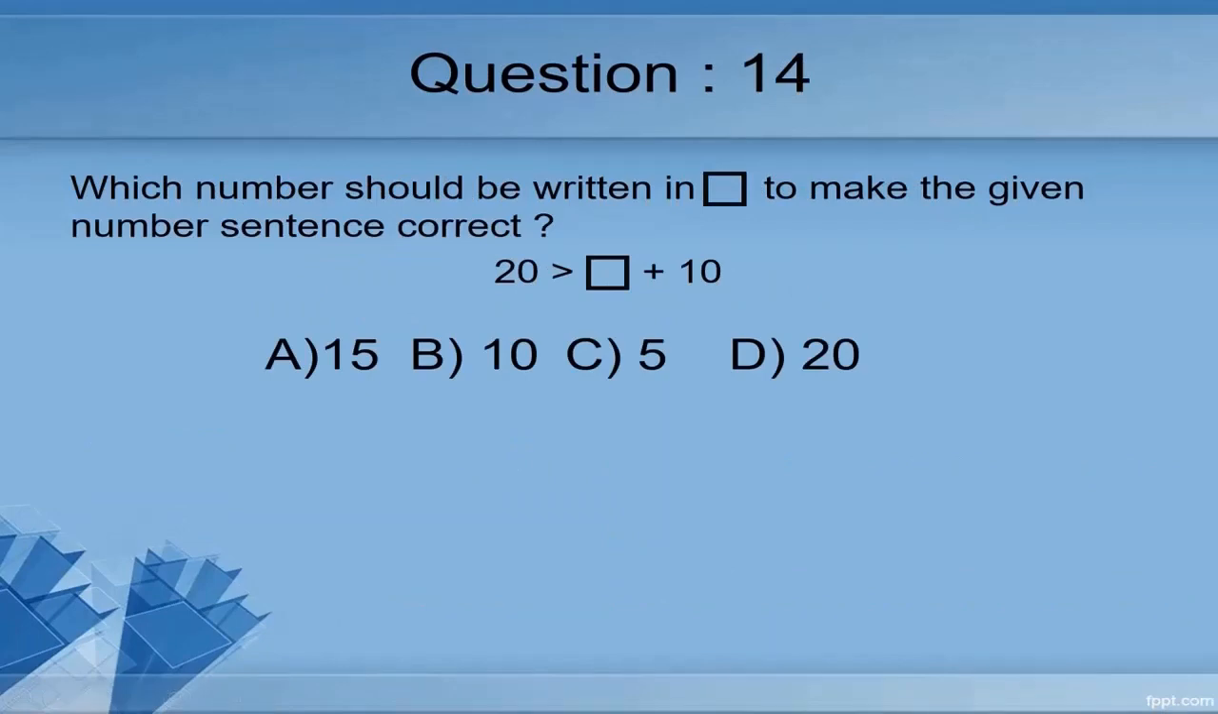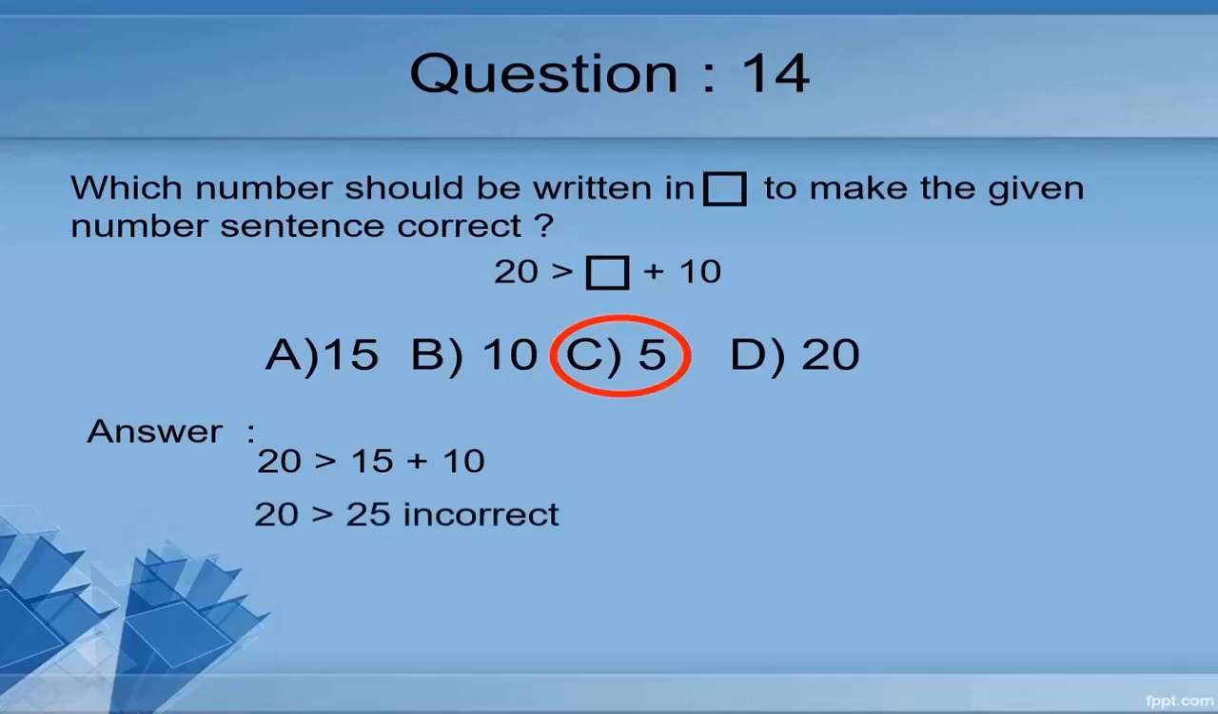Now, question number 14. Which number should be written in box to make the given number sentence correct? The answer will be 5. Now, let us see how. So, we will go one by one. First, we will take 15. 20 is greater than 15 plus 10. It is incorrect because 15 plus 10 is 25 and 25 is greater than 20. So, it is wrong. Second one. 20 is greater than 10 plus 10. No, incorrect because 10 plus 10 is 20 and it should be equal, not greater than.